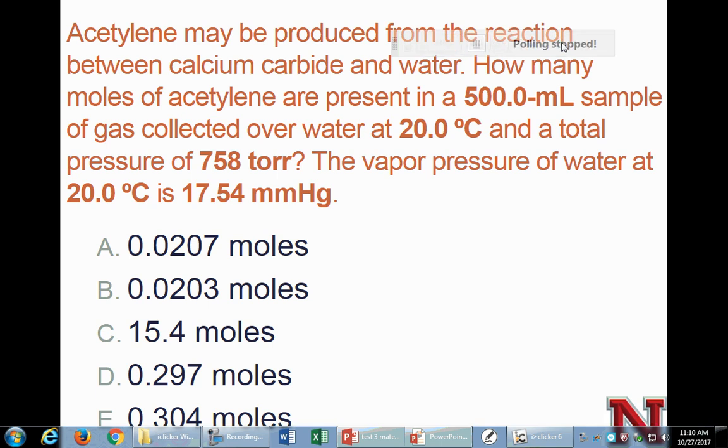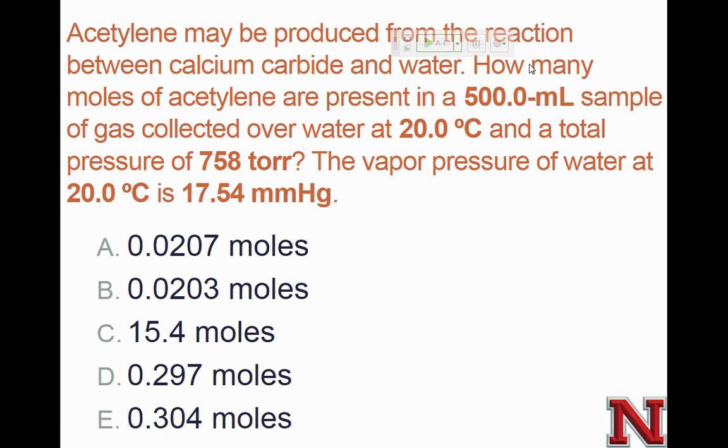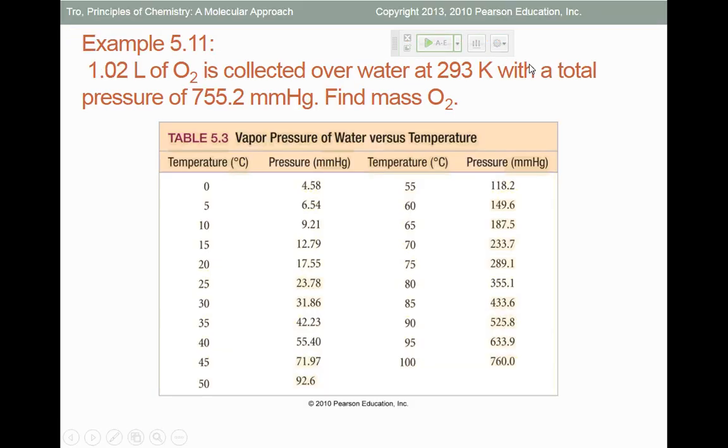So let's look at an example. Now the key to remember, we didn't really just learn anything new, because we've done partial pressures. So we're just applying what we've talked about. Let's say we collected 1.02 liters of O2 over water at 293 Kelvin, so we know our temperature, with a total pressure of 755.2 millimeters mercury. And we want to know how much O2 we have.